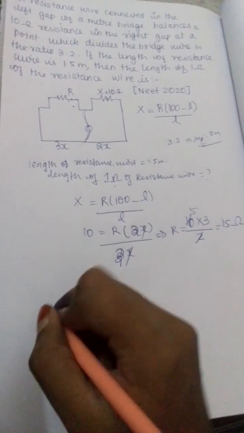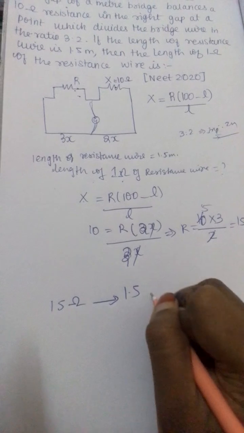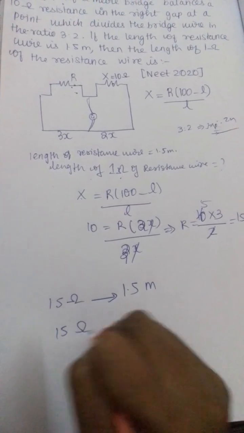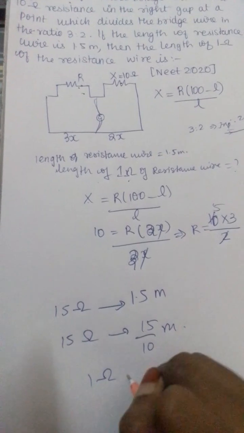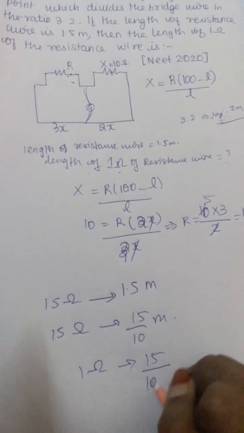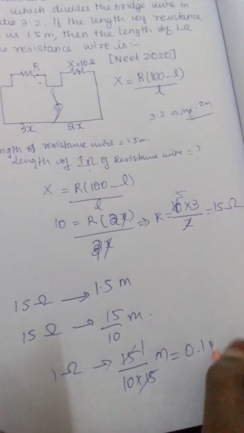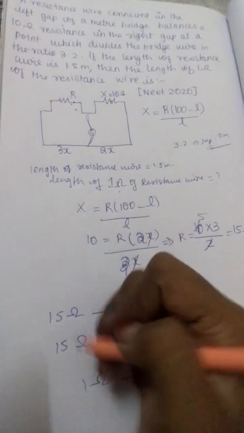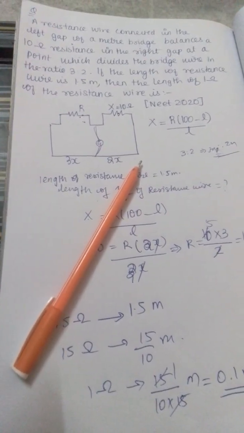Now for the 15 ohm wire, the length given in the question is 1.5 meter. So 15 ohm corresponds to 15 by 10 meters, I can write. So 1 ohm corresponds to (15 by 10) divided by 15 meters, that is 1 by 10 meters, which is equal to 0.1 meters. So this is how you will do the question. I hope this was very clear. Thank you. Bye-bye.